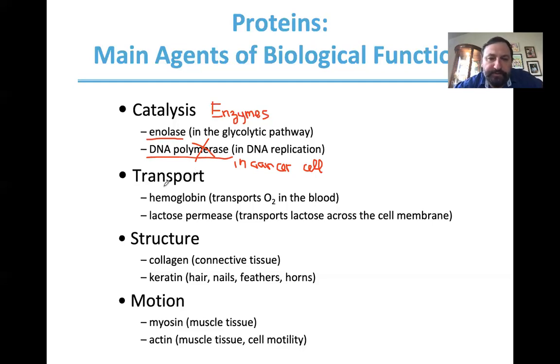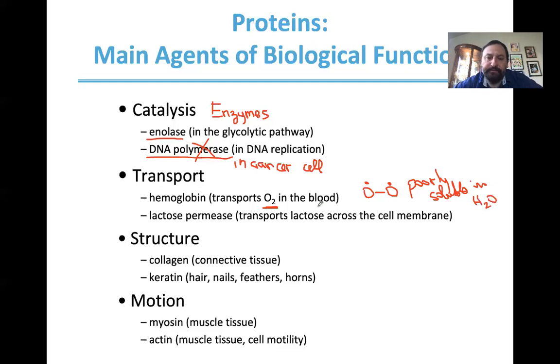Another important function of proteins is transport. Oxygen, we know, has this structure. It's a neutral molecule, the ground state of oxygen, a biradical neutral molecule, poorly soluble in water. And so you need a transport system.